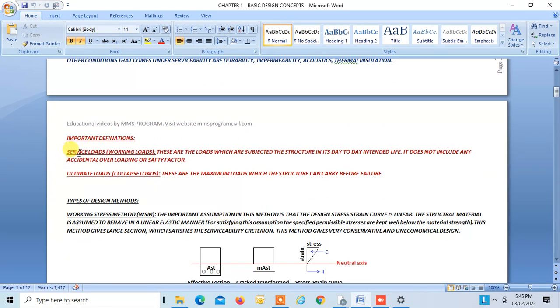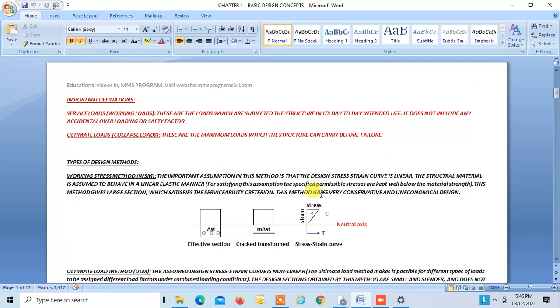Important definitions. Service load, also known as working loads. These are the loads which are subjected to a structure in its day-to-day intended life. It does not include any accidental overloading or safety factor. The ultimate loads, also known as collapse loads, are the maximum load which the structure can carry before failure.